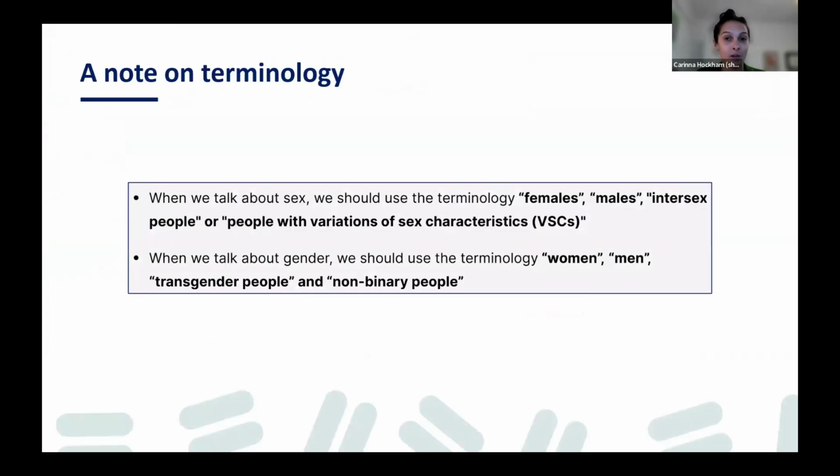Before we start, just a quick note on terminology. We've already covered definitions of sex and gender, but it's also important to be clear about the right terms to use when referring to sex or gender. So for sex, we should use terms like females, males, intersex people, or people with variations of sex characteristics, whereas for gender, terms like women, men, and transgender or non-binary people are more appropriate. And I appreciate this might sound like just semantics, but using clear terminology helps to avoid the two concepts being conflated, which Alison has mentioned, but also which many of you identified as a common issue in the last workshop.